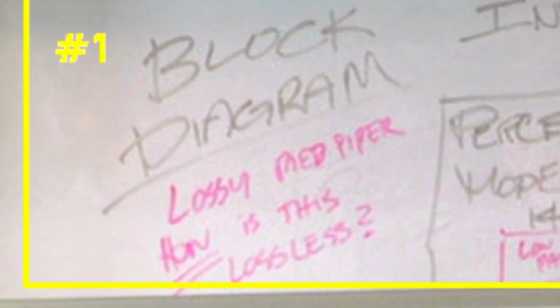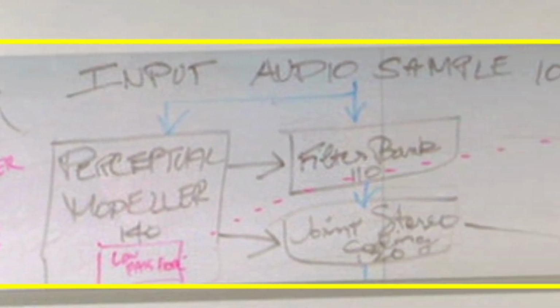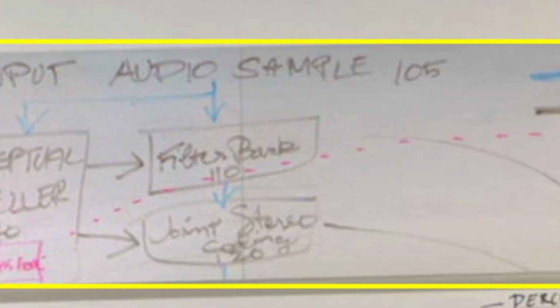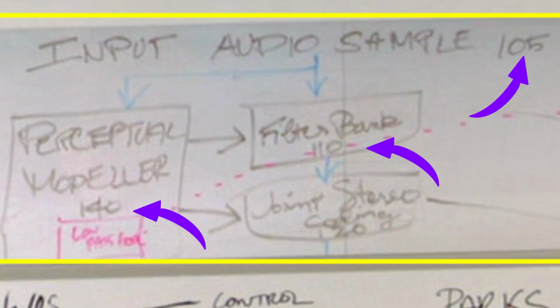Okay, so back in the board, there's a block diagram of something, and a lot of things written as well. Lossy Pied Piper, and what you see are a lot of text, some boxes, some arrows. Then there's a legend for data and control, and there are modules. And you also see a few numbers.